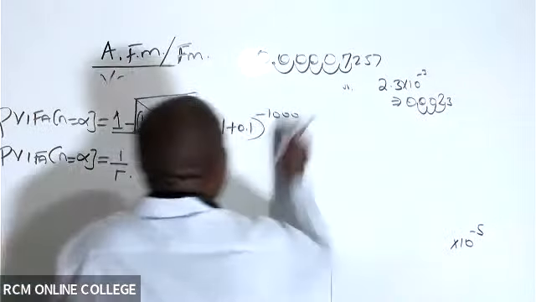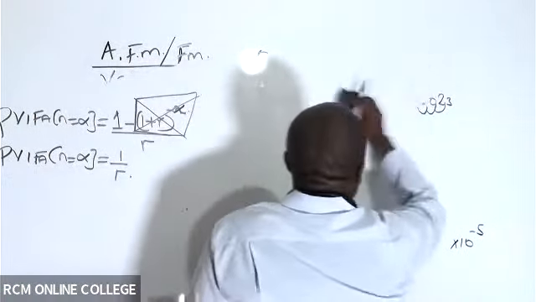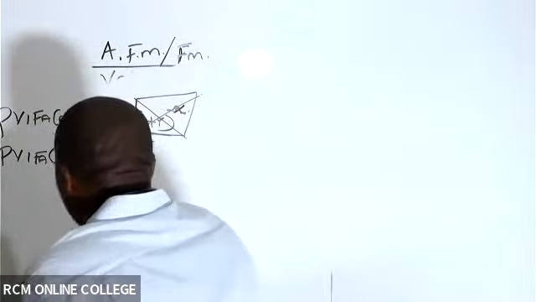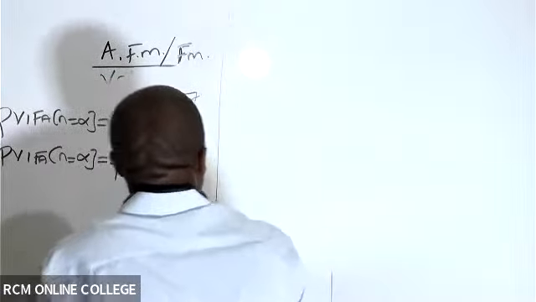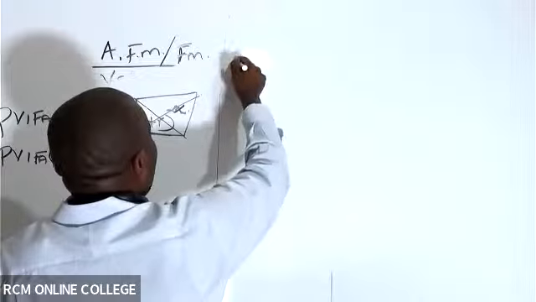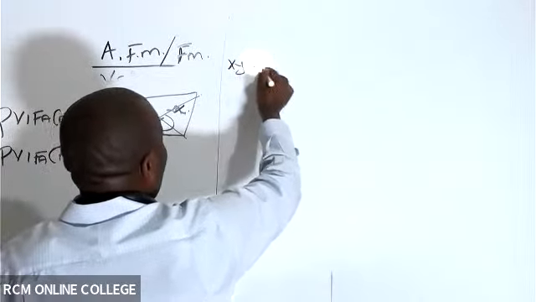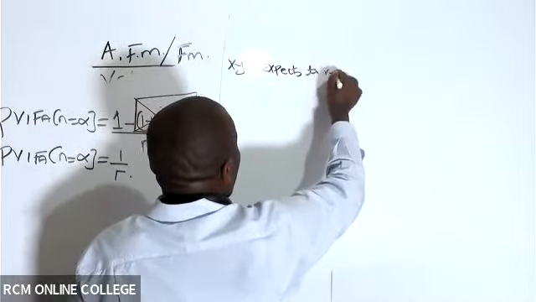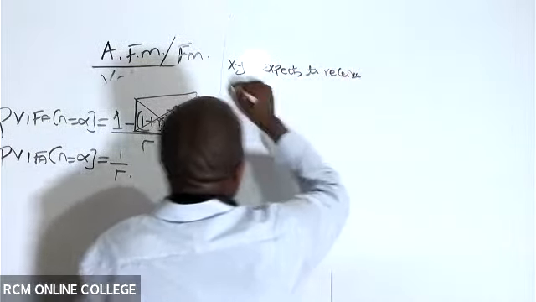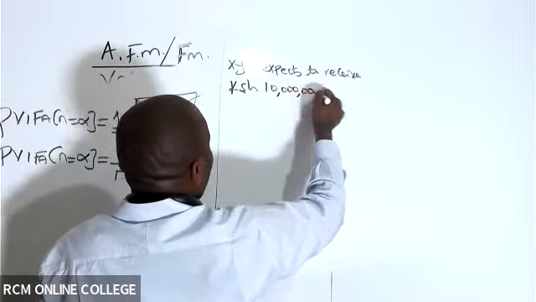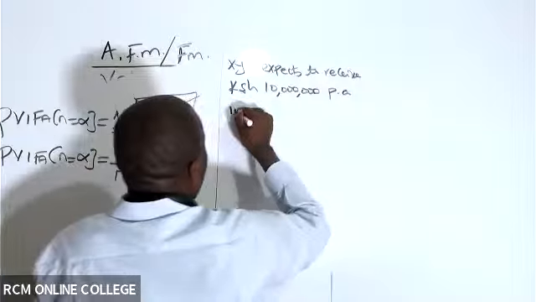Now, from there, ladies and gentlemen, I would want us now to get serious. Let's get very serious with our lives. So then, what if somebody tells you that, as an illustration, XYZ expects to receive Kenya shillings 10 million per annum indefinitely.